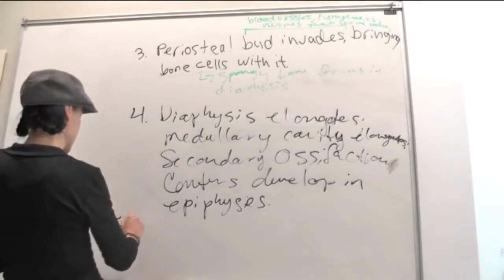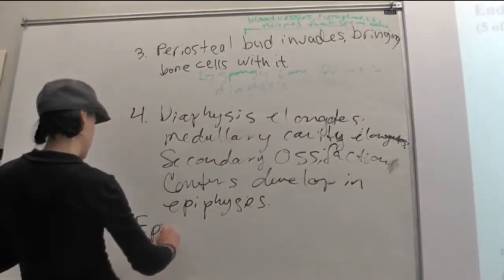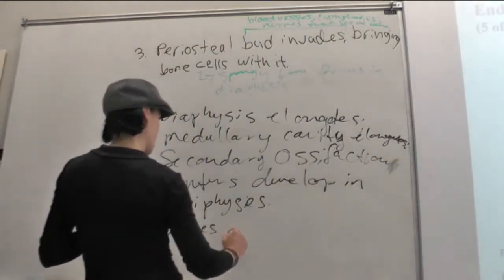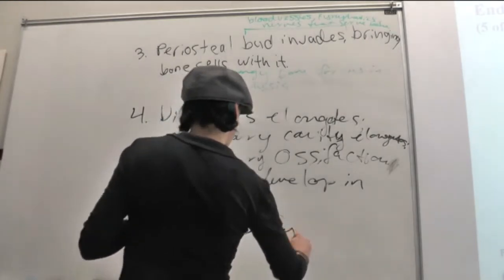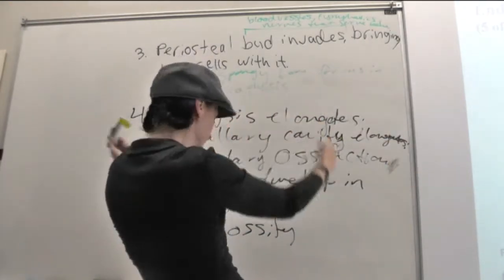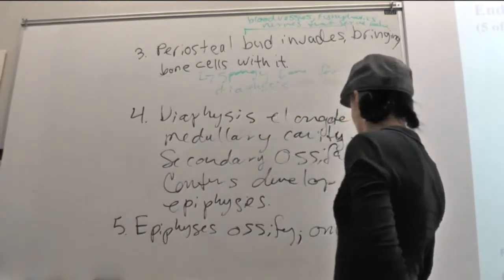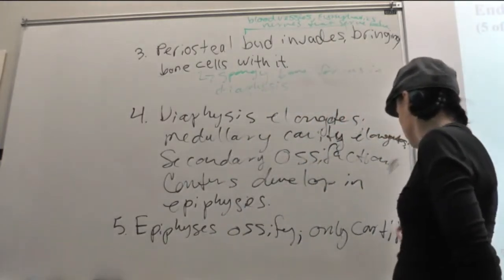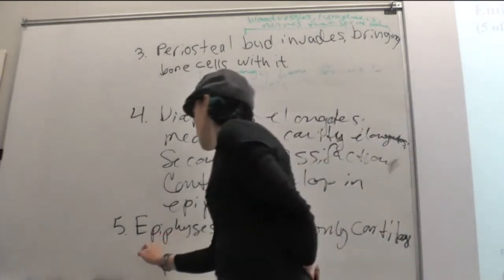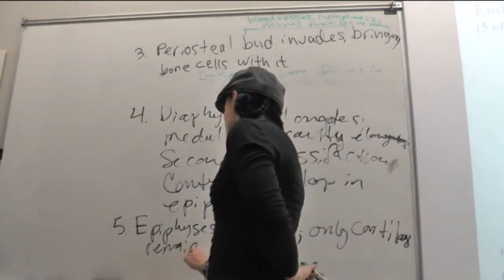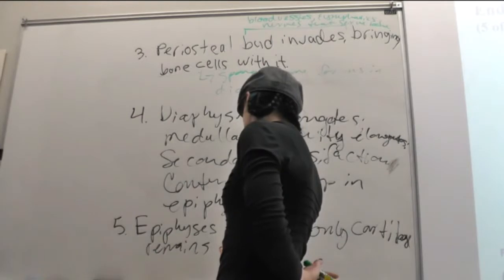So for our last step, we'll say our epiphyses ossify. The diaphysis has been ossifying all along, so what we can say here is that the only cartilage that remains is at the epiphyseal plate and as articular cartilage.